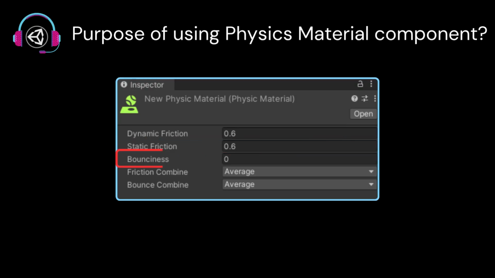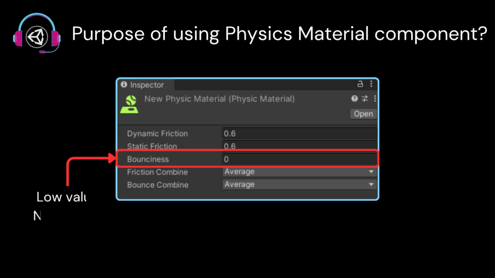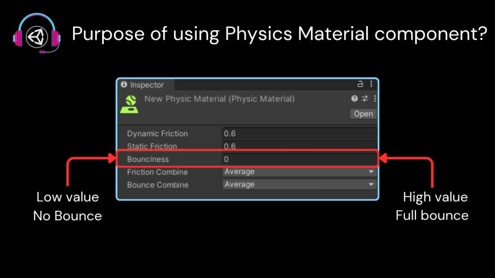Another property is bounciness. It defines how much an object bounces after hitting a surface. 0 means no bounce and 1 means full bounce. A basketball should have 0.8 bounciness, while a bowling ball should have 0.